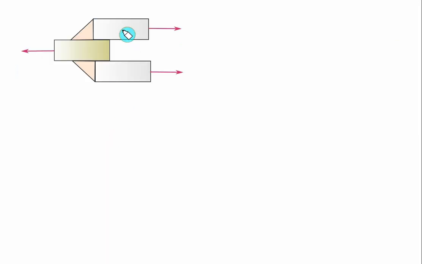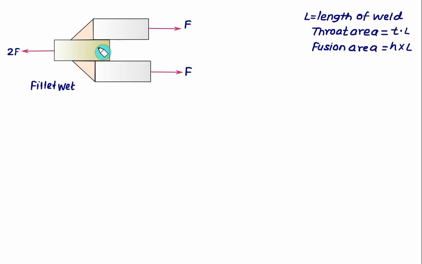We'll consider three plates, plate 1, 2, 3, with a fillet weld. Let the force applied be F on the top plate. The same force F is applied on the bottom plate, and on the middle plate, by equilibrium, the force is equal to 2F. Here we have a fillet weld, as well as here. We know that the fusion area is very large as compared to the throat area. Let us assume the length of the weld is L and H is the leg size. This side also has size H, as does the bottom side, with leg size equal to H.